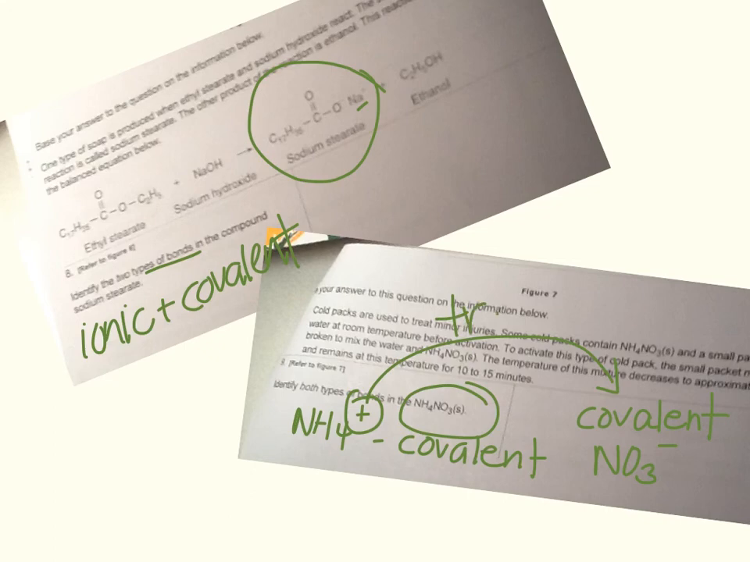This transfer of the electron makes it ionic as well. So anytime it asks for both types of bonds, two types of bonds, it's always ionic and covalent. Okay, that's it.